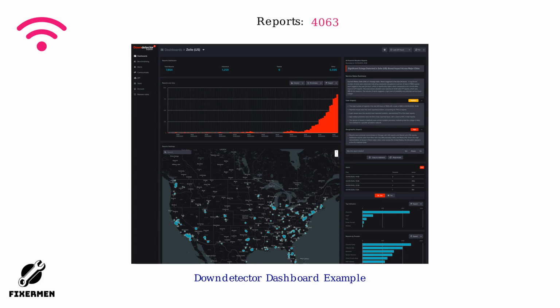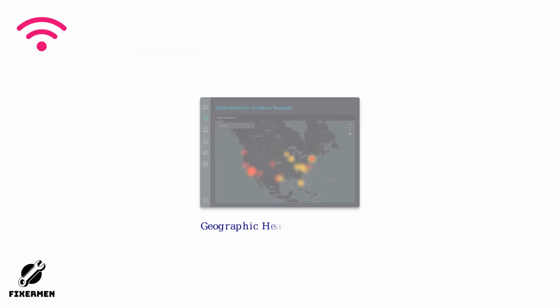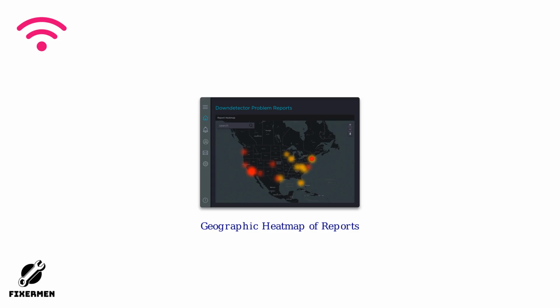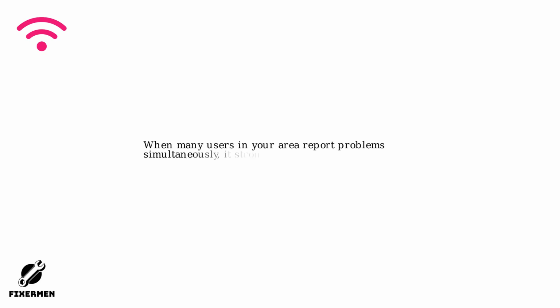In this case, the dashboard shows a total of 7,864 user reports, which helps indicate the scale of the potential outage. The websites often include interactive maps showing heat maps of problem areas, allowing users to zoom in and see where issues are concentrated in specific regions. The key value of these sites is that when many users in your area report problems at the same time, it strongly suggests there is a genuine service outage rather than just isolated device issues.